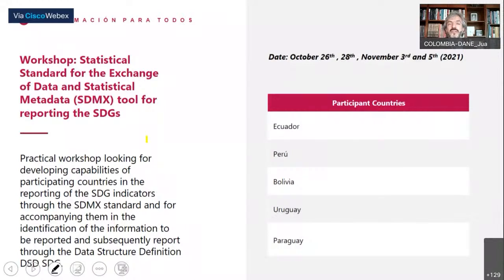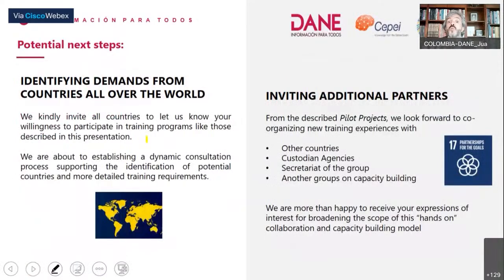At the same time, in the more methodological workshop, with very technical developments, we share the SDMX standard in order to report the Sustainable Development Goals indicators for member countries. This workshop is being held currently, at the end of October and the beginning of November, with the participation of Ecuador, Peru, Bolivia, Uruguay, and Paraguay. We share the experience of Colombia in reporting the SDG indicator framework through the SDMX platform, and discuss how to develop the data structure definitions for the Sustainable Development Goals in our countries.